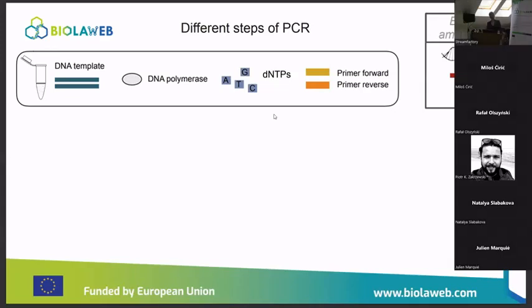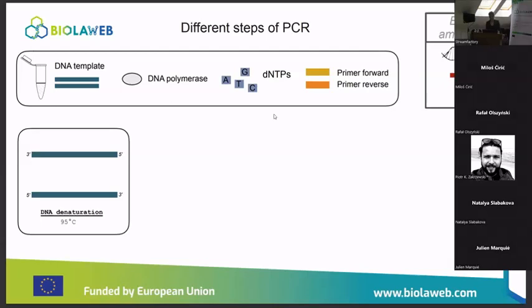What are the different steps of polymerase chain reaction? In the beginning, you only need your DNA template that you just extracted, then a DNA polymerase, then nucleotides to synthesize new DNA strands, and then also your primers, forward and reverse.